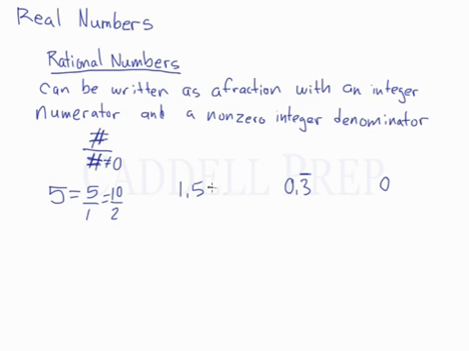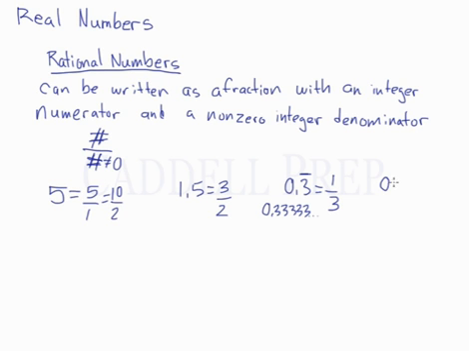1.5 is the same as 3 over 2, integer over integer. 0.3 with the line over it means that this goes on forever. So 0.3 on forever is actually the same as 1/3. So even though this decimal goes on forever, this is a rational number.